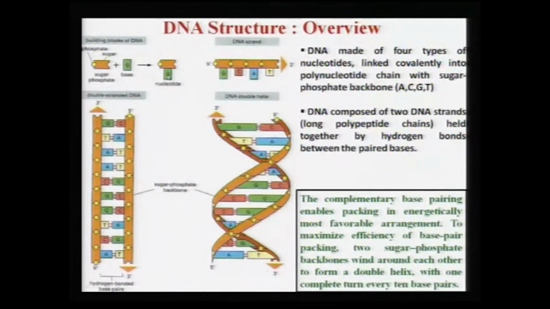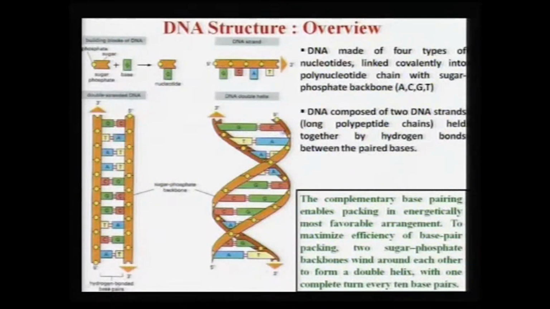This base is mentioned here as G. There are four types of bases: A, T, G, C. A for adenine, T for thymine, G for guanine and C for cytosine. So, these are the four bases. Now, the way base pairing takes place is that A pairs with T, that means adenine pairs with thymine, and C pairs with G, that means cytosine pairs with guanine. That is the typical base pairing observed in a DNA sequence.